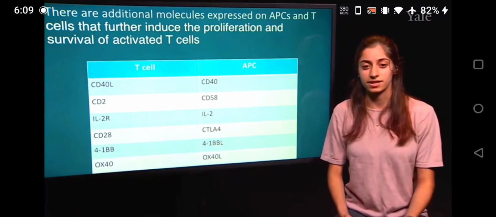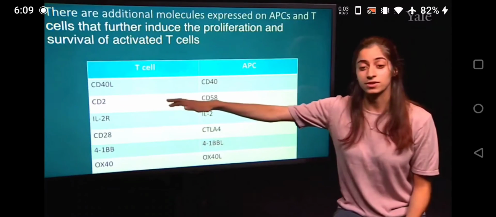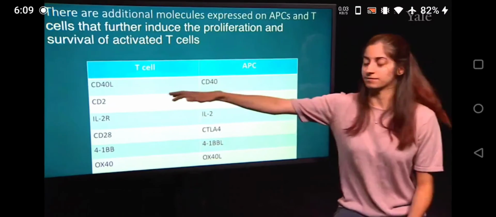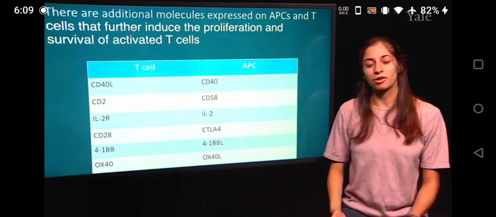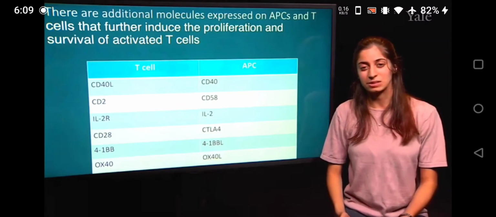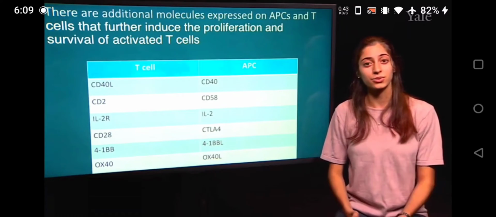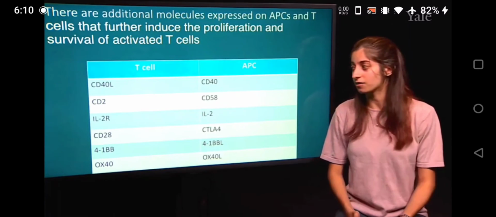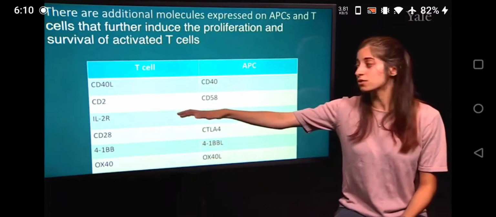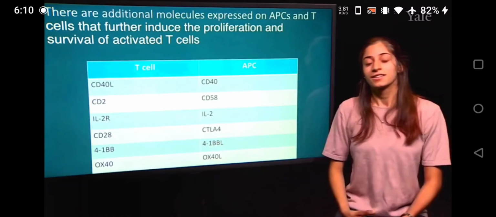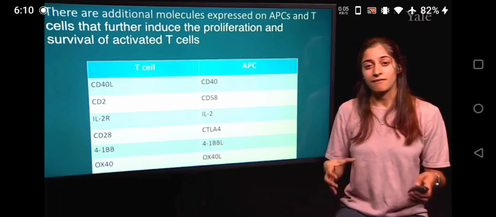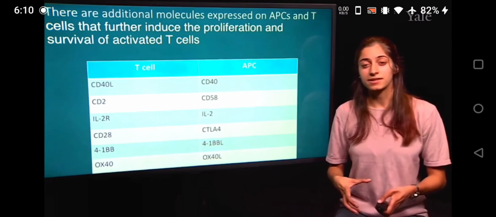Some of these include CD40 and CD40 ligand. CD40 will help upregulate the expression of co-stimulatory molecules B7-1 and B7-2 on the surface of the dendritic cell. You also have CD2 and CD58. These are responsible for initiating that first interaction between the APC and the T cell.